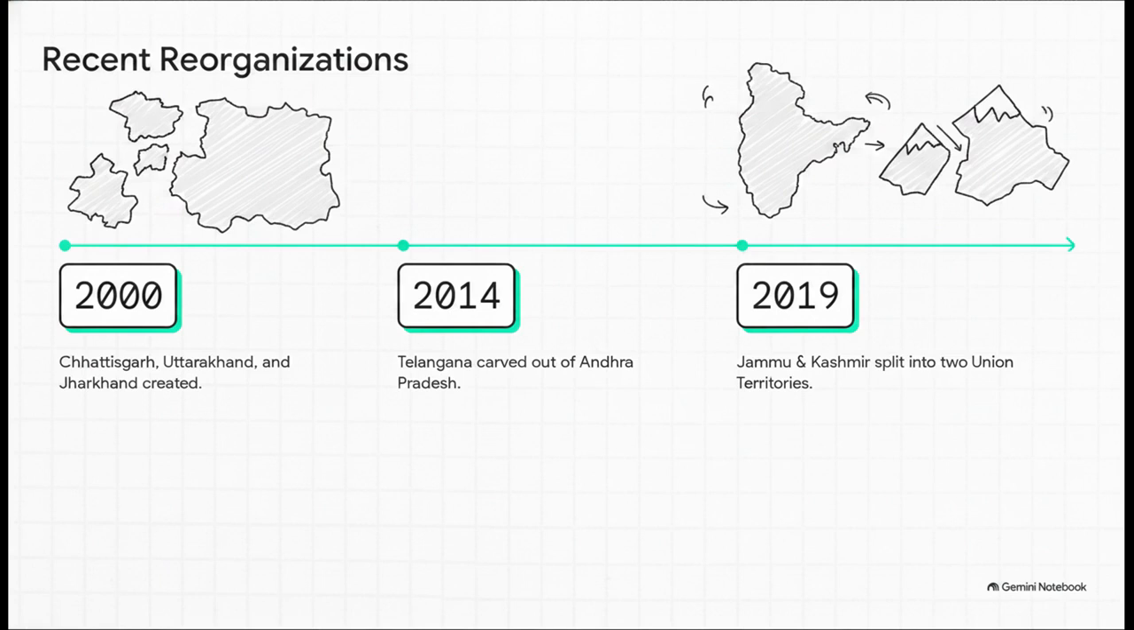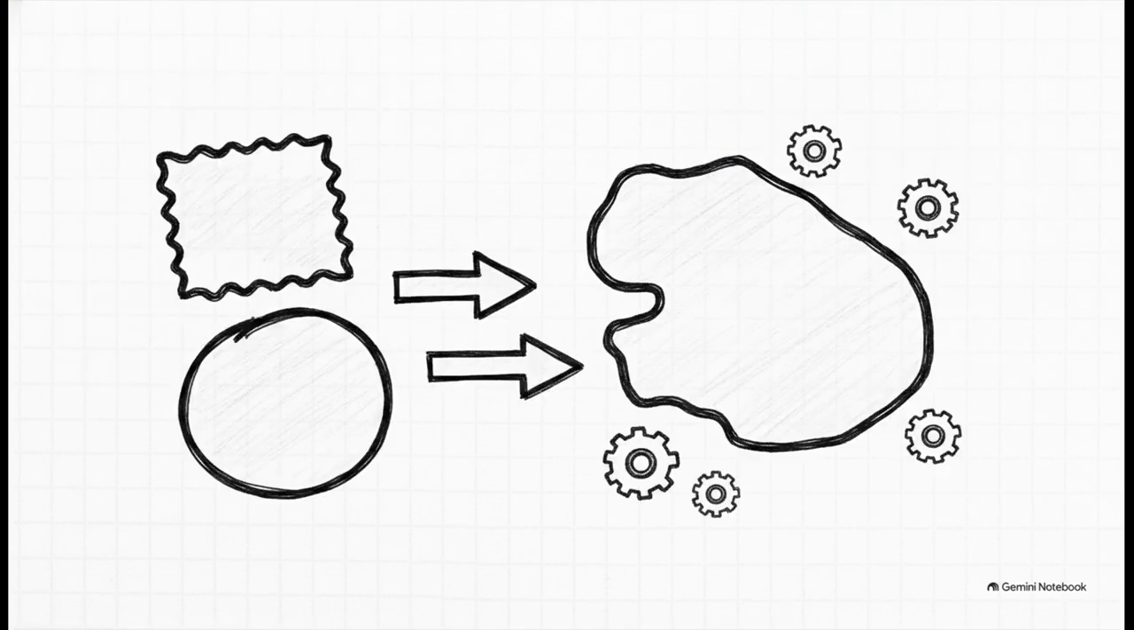And most recently, the historic 2019 reorganization that abolished the special status of Jammu and Kashmir, bifurcating the state into 2 separate union territories, Jammu and Kashmir and Ladakh. But hey, it's really important to note that the map doesn't just divide and fracture, it also consolidates for administrative ease. We saw exactly this in 2020 when 2 Western Union territories were merged into one single Union territory.